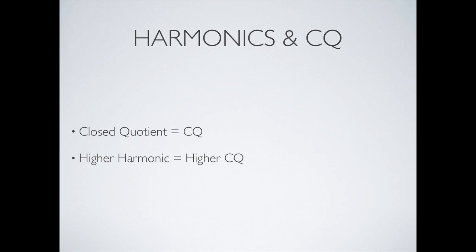A higher harmonic will give you a higher closed quotient. They affect each other. A lower harmonic is going to give you a lower closed quotient. That's why when you're going for certain vocal colors and intensities, you want to be careful where you're tuning your formants.